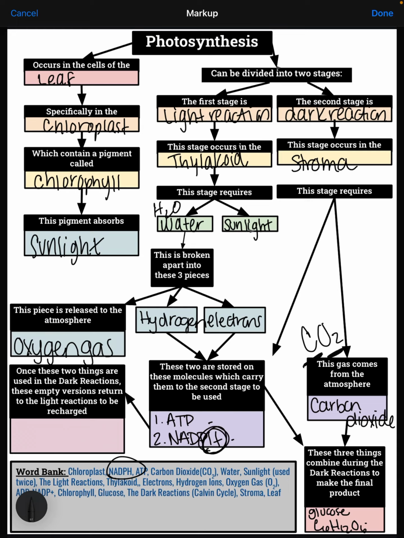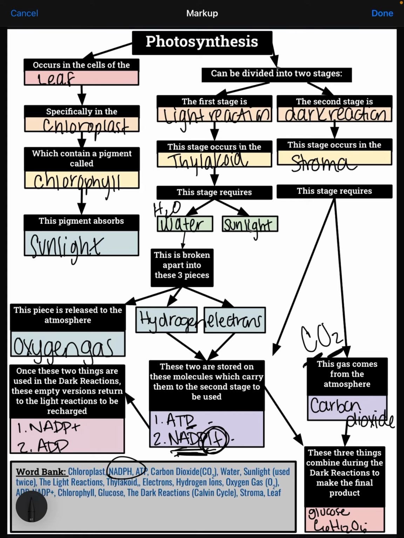Now, once we use that H here, what do we have? NADP. So once we use the H off of the NADPH, it's going to go over here, and it's going to go back to the light reaction to be recharged. So NADP+, and it's carrying those electrons. It's going to take energy to put these things together, and that's why we're going to have to release that energy by popping that phosphate off. Once we pop one of those phosphates off, it's no longer adenosine triphosphate. It's now adenosine diphosphate. Okay?